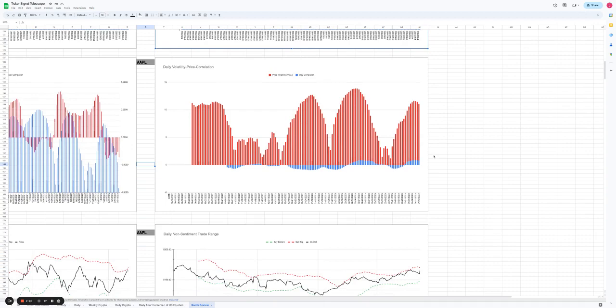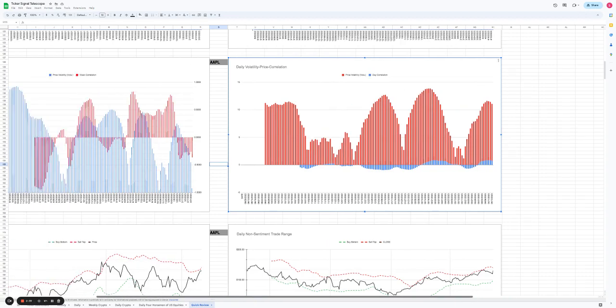We'll go ahead and look at the volatility to price. So this red is volatility. Blue is the correlation of price to volatility. We do see that it looks like volatility is rolling over and correlation is rolling over. That's actually slightly positive, because if correlation is negative and volatility is falling, then price should rise.